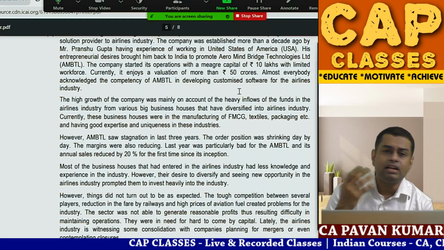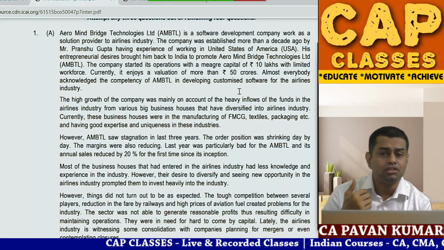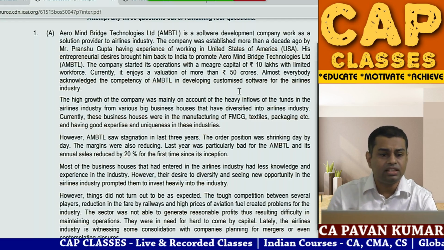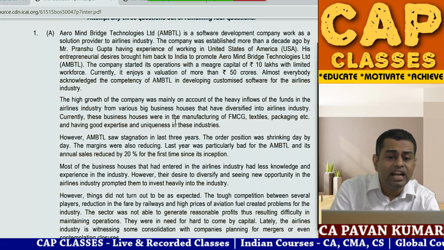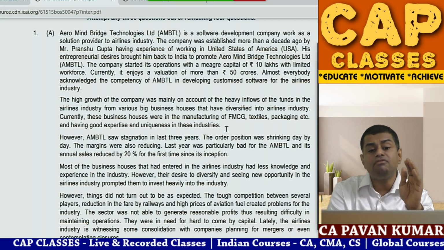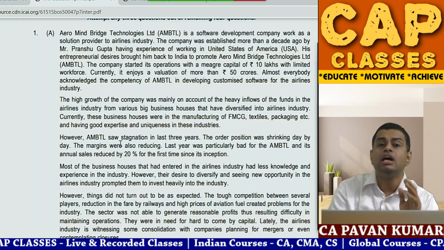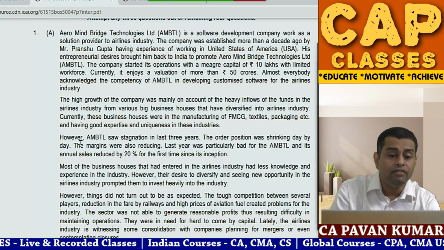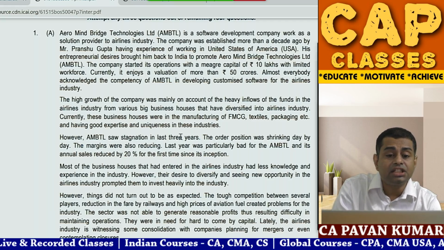Even the Tata group also has Tata Airlines, no, Tata Vistara. Even they are into FMCG, textiles, packaging, etc., and having good expertise and uniqueness in these industries. So they have expertise in their own industries, but they are investing money in airlines also as a matter of diversification. However, AMBTL saw stagnation in the last 3 years.